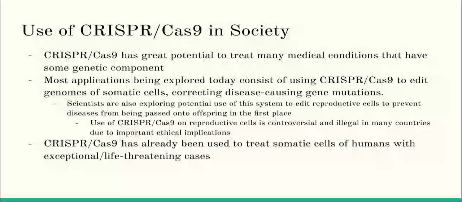Scientists are also currently exploring the potential use of this system to edit reproductive cells to prevent diseases from being passed on to offspring in the first place. However, the use of genomic editing in cells that will have such a strong effect on future generations is controversial and illegal in many countries due to this ethical debate. CRISPR-Cas9 has, however, already been used to treat the somatic cells of humans with exceptional, life-threatening cases.